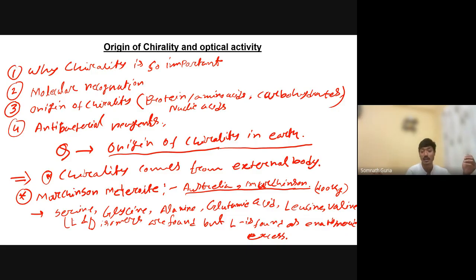That means this amino acid was synthesized out of this world and came to our Earth's crust, inducing this kind of amino acid into the crust and generating a chiral environment to produce chiral molecules. That is the starting point of chirality in our Earth's crust.